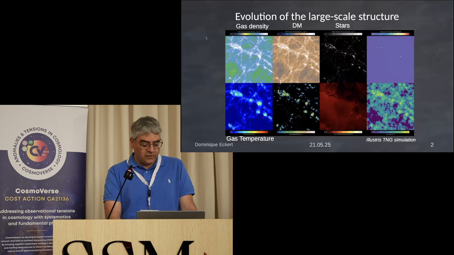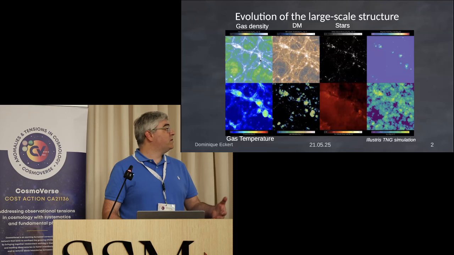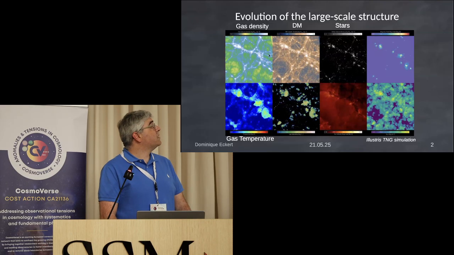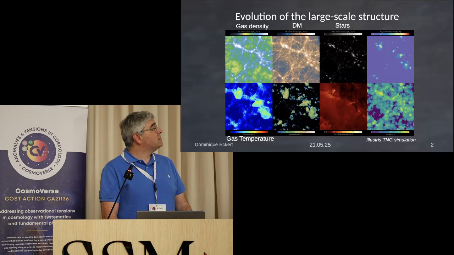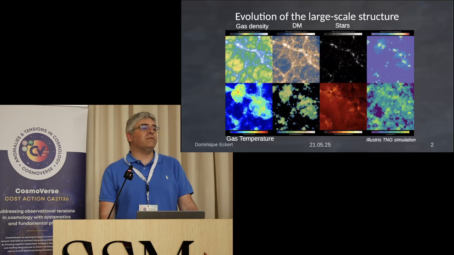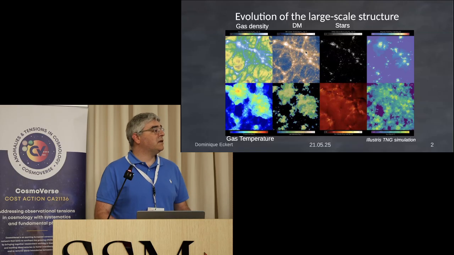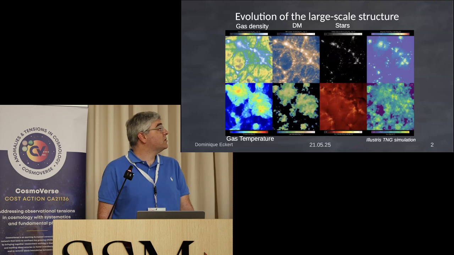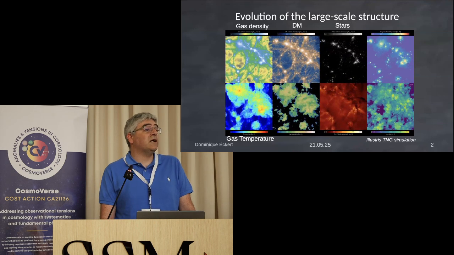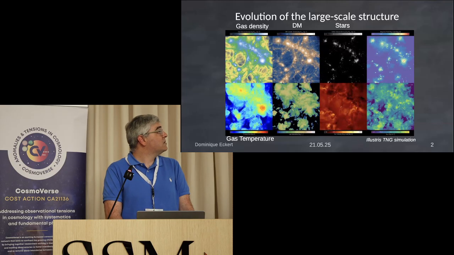And what I'd like you to think about is this evolution of these nodes here, where you see that with time, so here at the top you have the gas density, this is the dark matter density, stellar density, and you see that with time these nodes get bigger and bigger under the influence of the growth of the large-scale structure. And at the nodes are located galaxy clusters, which are the most massive structures we have today in the universe.